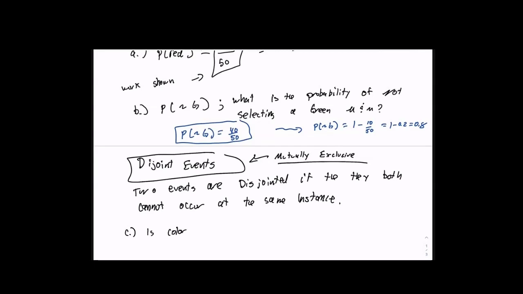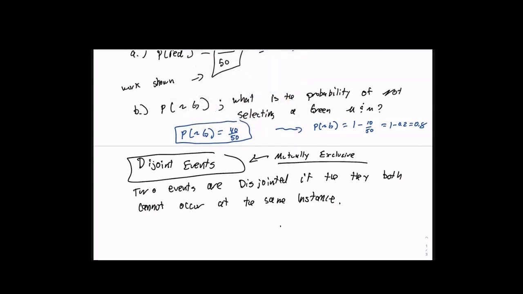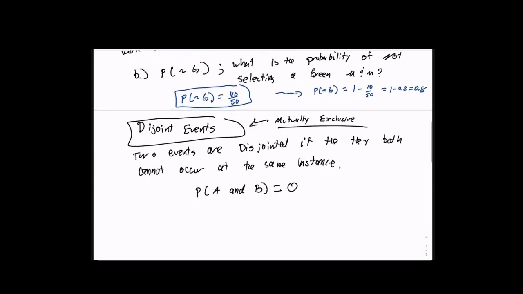So C, is color mutually exclusive? Oh, sorry. I had to add something. Mathematically, we say that the probability of A and B equals 0. So the probability of getting A and B is 0. That's the mathematical.